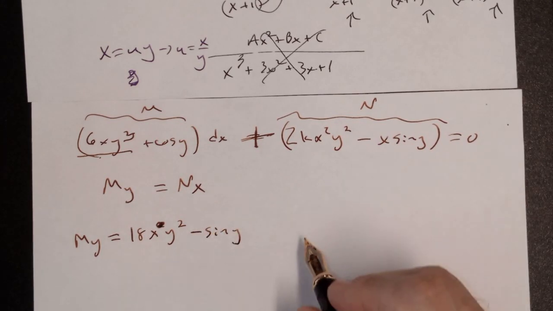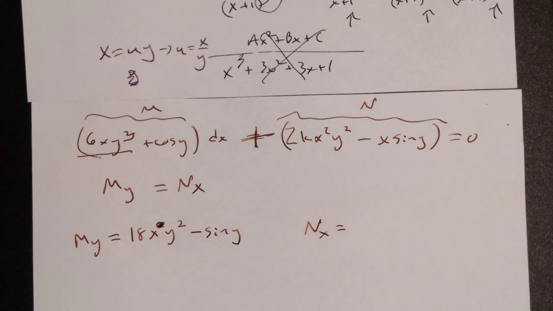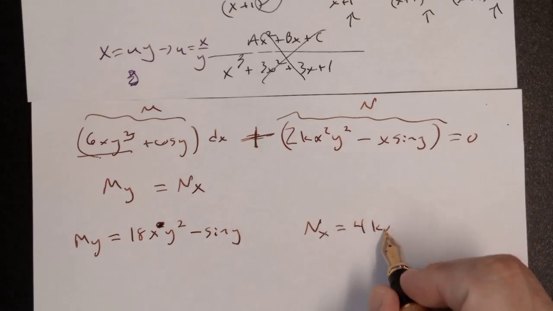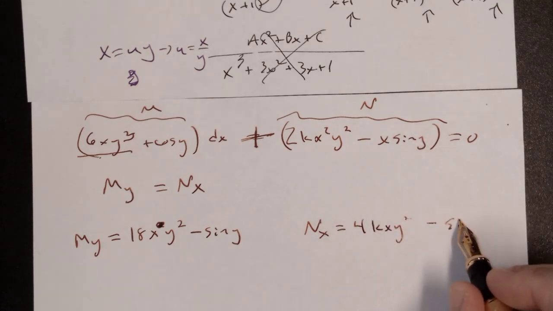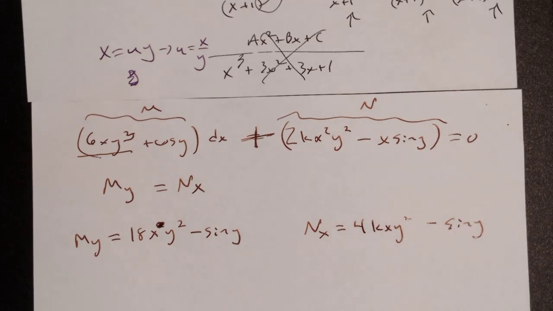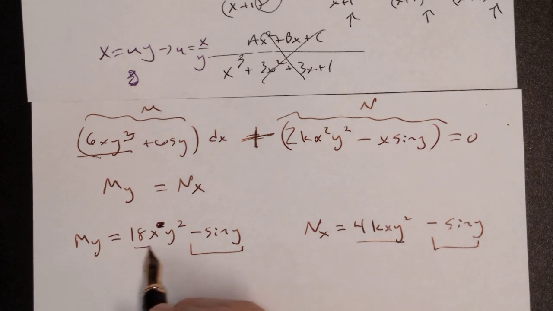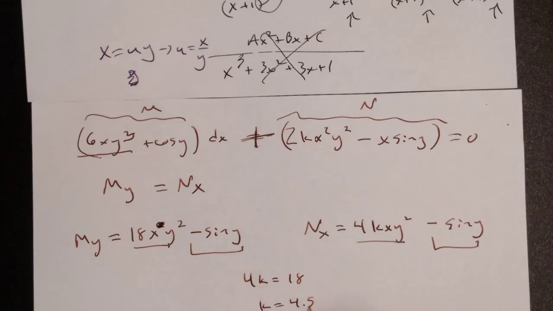Now let's go over to the n part, nx. What's the derivative of x squared? So that'll make it 4kx y squared. And then here, the derivative of x times sine y is just sine y, because I'm taking my derivative with respect to x. The derivative of x is just 1. Okay, these parts match. So I need these parts to match. Oh, so 4k is equal to 18. k is 18 divided by 4, which is 9 over 2, which is 4.5.